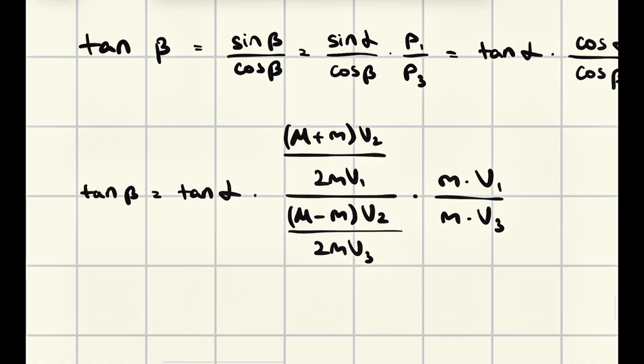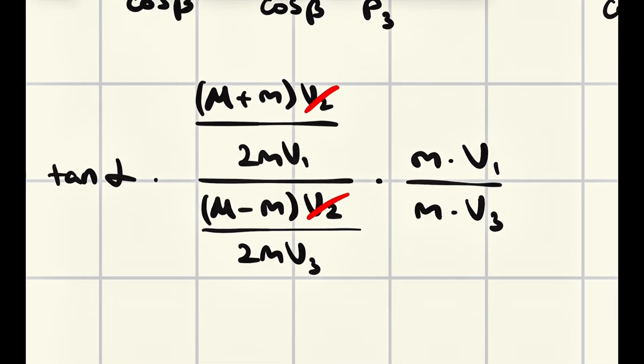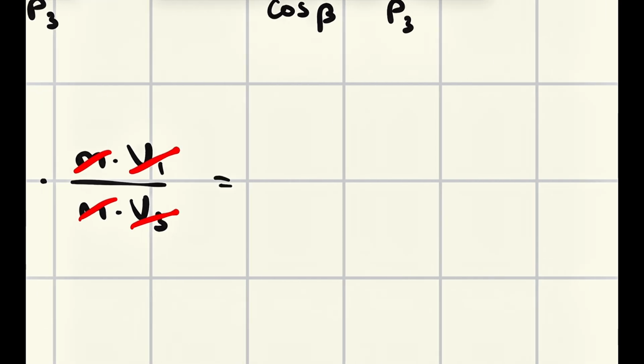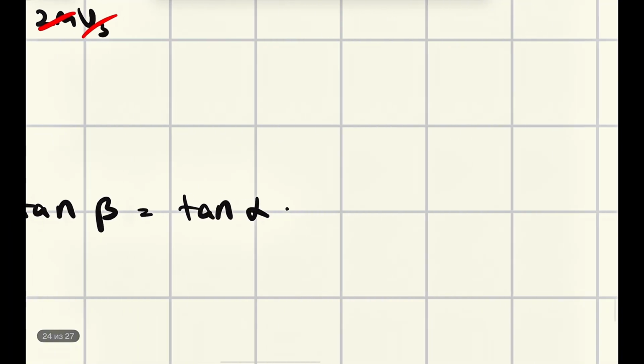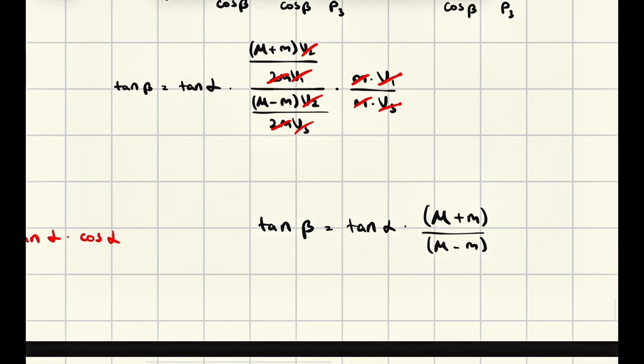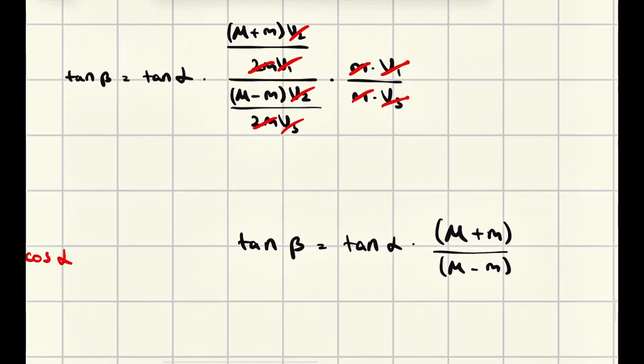Okay, good. And right now, look at this. v2 cancels with v2, 2m cancels out with 2m, and m cancels out with m, and as you can see this thing is in fact above, and that's how we can cancel these v's. We can cancel out v3 and v3. And at the end, as you can see, we have just this kind of answer. Maybe I should write it below here. So tangent beta has the answer tangent alpha multiplied by (m plus m) over (m minus m). Okay, yeah, this is the answer of our problem.